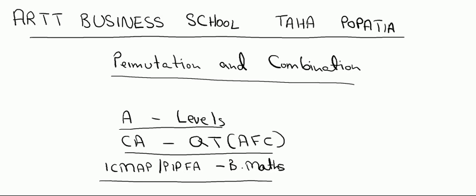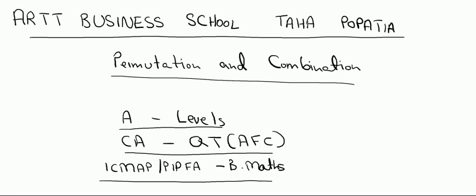Hello everyone, in this video we will solve certain questions from A levels past papers of permutations and combinations. Throughout the course of the video, I will assume that you have basic knowledge about permutation and combination. For basic understanding, you may watch my other videos in which I explain the basic concepts about these two things. In this video, I will specifically solve certain practice questions which are from A level past papers and can be equally related to CA QT AFC examinations.